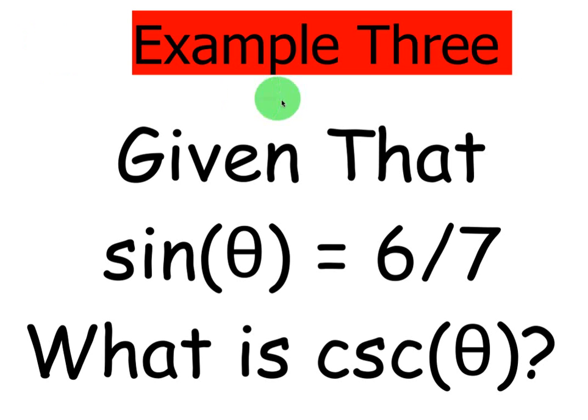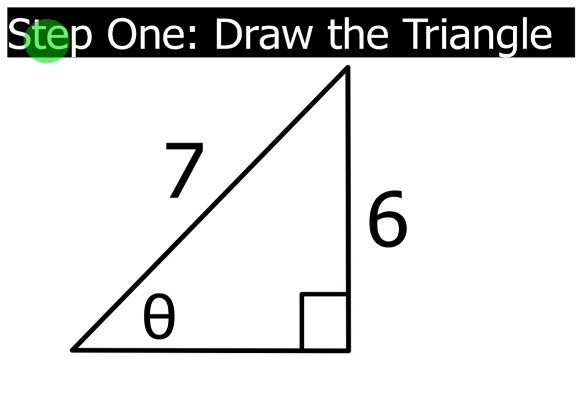Alright, let's take a look at another example here. This is example 3. Given that sine of theta is equal to 6 over 7, what is cosecant of theta? This one's actually going to end up being easier because sine and cosecant are inverses of each other, so you might be able to just solve this right off the bat. In fact, I'm not going to harp too much on this one.